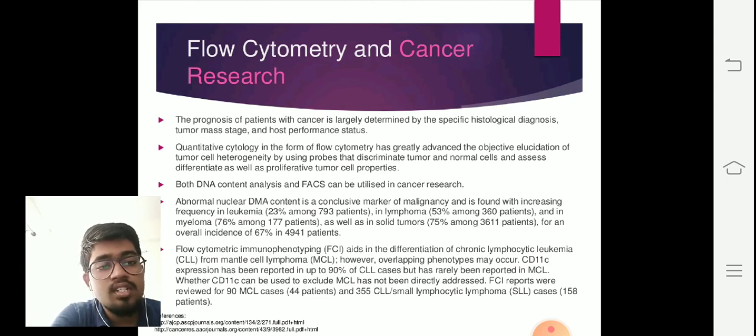FCI reports, it's an association which works on cancer cell studies. FCI reports were reviewed for 90 mantle cell lymphoma cases and 355 chronic lymphocytic leukemia cases, and they reported that whether we can exclude MCL using this has not been directly addressed. So we can say using this survey that it's very much important that we give importance to flow cytometry in differentiating how these cancer cells are acting and how we can differentiate between different kinds of cancer cells or cancer types.